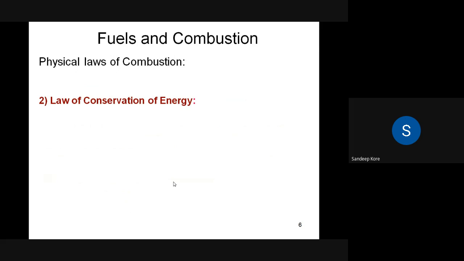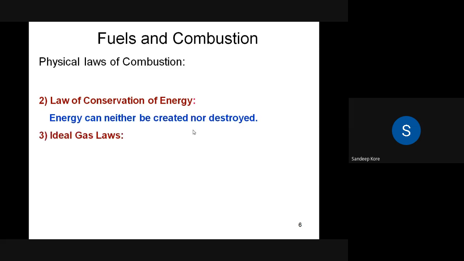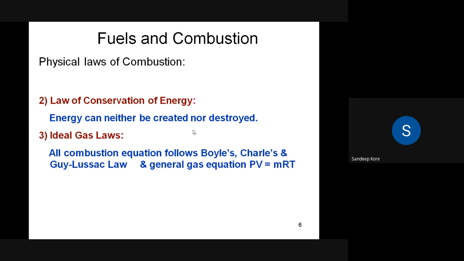Second, the law of conservation of energy. Already you know that energy can neither be created nor destroyed, but it can be converted. Then the ideal gas laws. We have studied Boyle's law, Charles's law, Gay-Lussac's law. We have seen a generalized equation, the perfect gas equation, PV equals mRT.